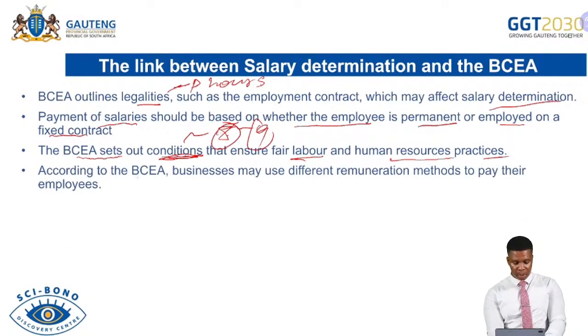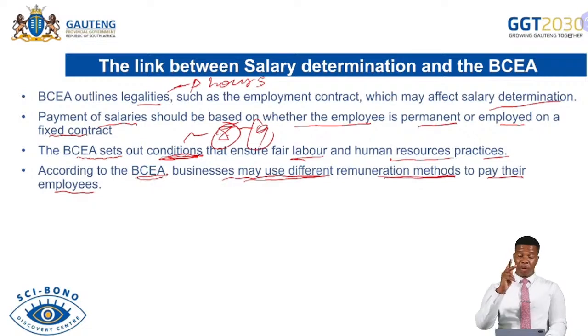And according to the Basic Conditions of Employment Act, businesses may use different remuneration methods to pay their employees. Remember, we have two. It can use either time-related or piecemeal. Remember, with time-related, we are paid according to the number of hours, but with piecemeal, you are paid according to the action performed or units performed.